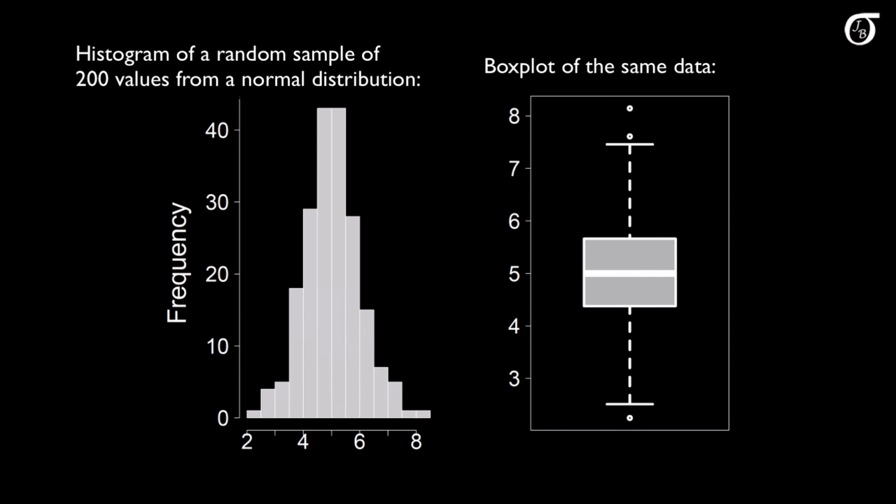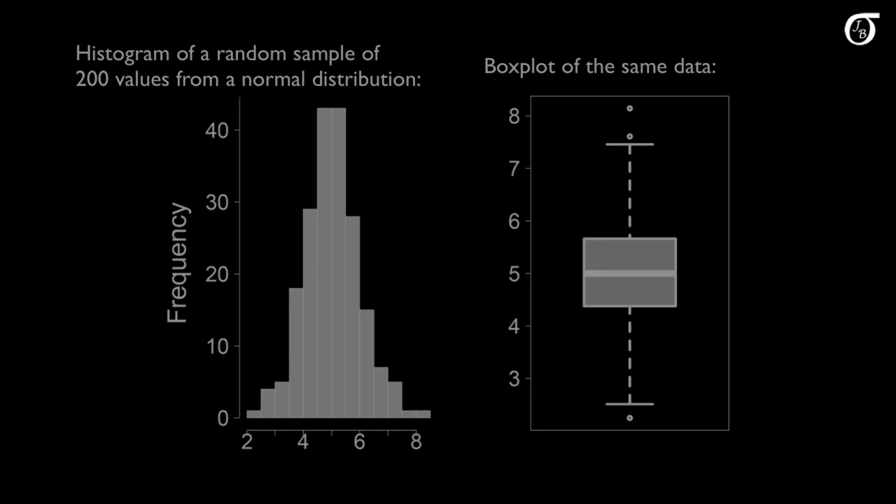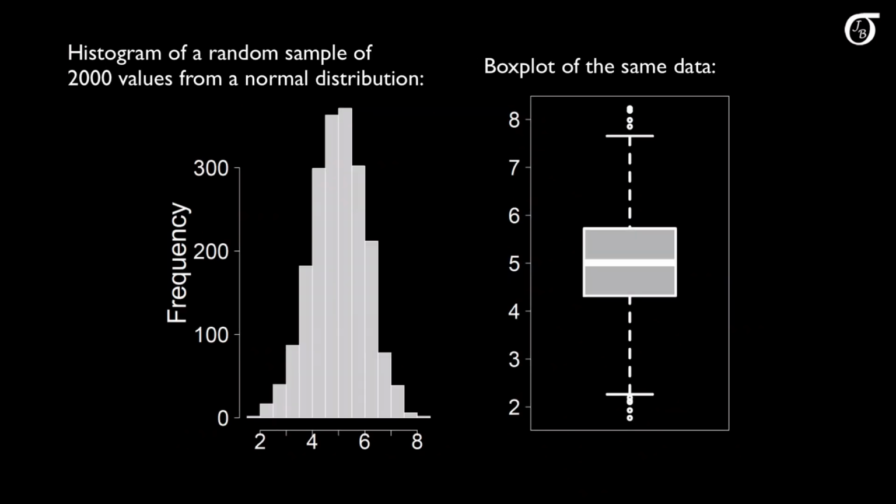For a little perspective, it turns out that when sampling fairly large samples from a normal distribution, on average, roughly 1% of observations would be considered outliers according to our box plot rule. Here we ended up with 3 outliers in a sample of 200, which is roughly what we'd expect to see. Now let's draw a much larger sample, 10 times as large, with 2,000 observations, and see what that looks like. Here the histogram and box plot look very similar to what we saw for the smaller sample, but there are more outliers in the box plot.